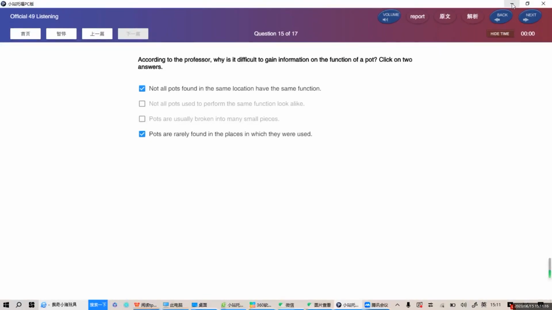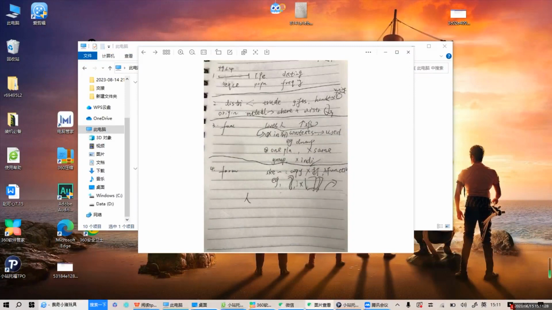So question 3 and 4 are the same as question 2. The question asks about reasons and explanations, right? So when you write the notes, be careful about it and write down the examples or the reasons.